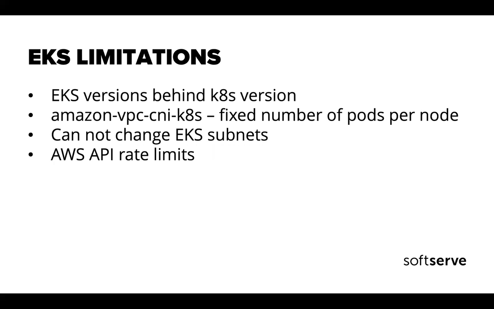The other big limitation is if you use the Amazon VPC CNI plugin, it limits the number of pods you can create per node. This is because it allocates a private IP from the VPC range to every pod, and it is limited by instance type. So the bigger the instance type you have, the bigger the number of pods you can allocate to this node.